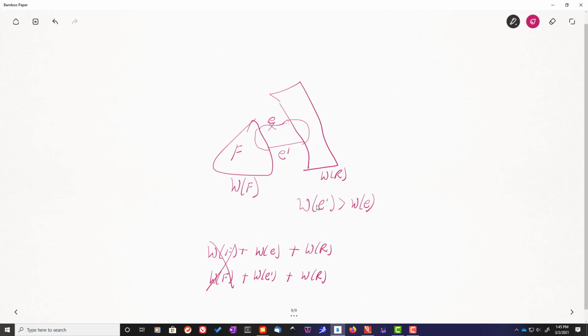So clearly these parts are common. And we claim that this is the MST, but this cannot be the case, because for this to happen, W E dash has to be less than the weight of E, which we clearly know is not correct, because W E dash is greater than W E, right? And so we clearly know that this is not correct. Hence, out of all the outgoing edges, the least weight outgoing edge, which is edge E in this case, has to be a part of the MST, and F union E will thus become a fragment.